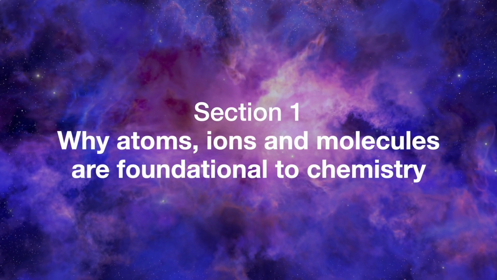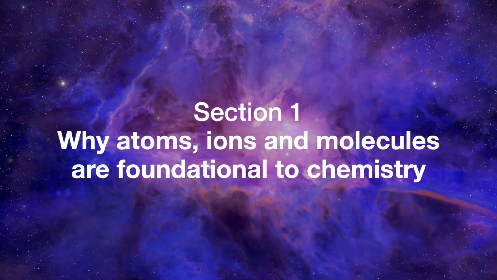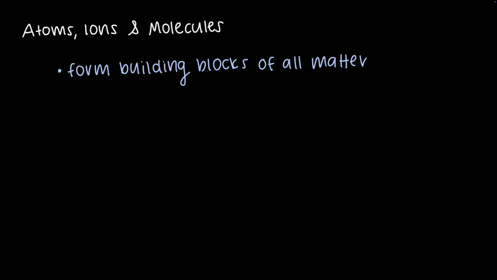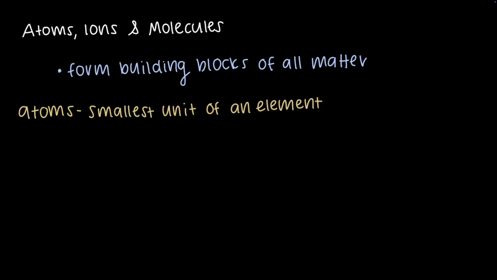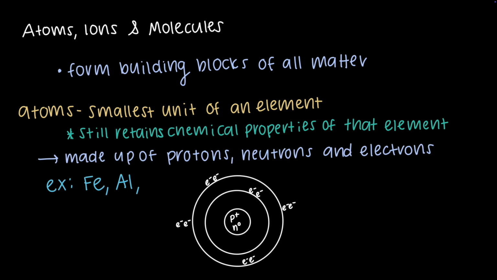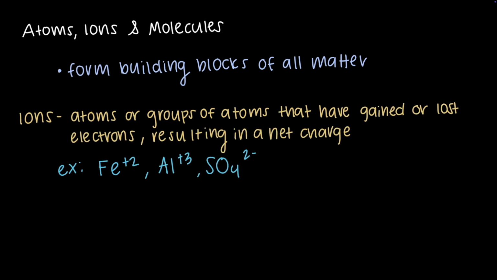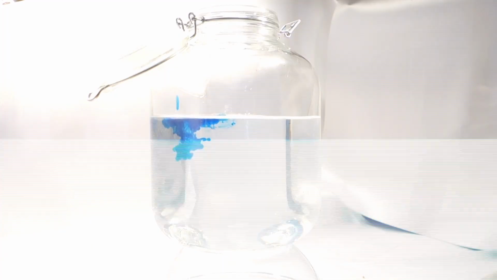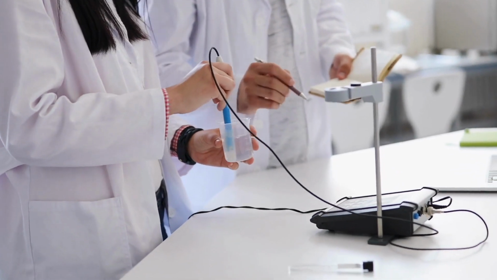For section 1, we have why atoms, ions, and molecules are foundational to chemistry. Atoms, ions, and molecules form the building blocks of all matter. Atoms are the smallest units of an element that still retain the chemical properties of that element. When we understand atomic structure, protons, neutrons, and electrons, we begin to understand why elements behave the way they do in chemical reactions. Ions are atoms or groups of atoms that have gained or lost electrons, resulting in a net charge. This is key for understanding how compounds form, how electricity flows in solutions, and how acid-base reactions happen.